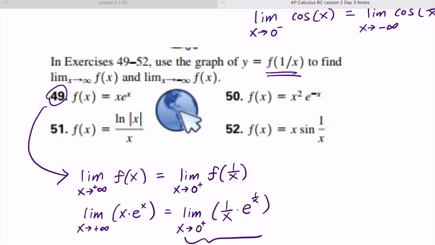So your task after that would be to graph this one instead of graphing the original function, because that would be too easy. You will graph this one, and then you would evaluate that limit by using the x values that are approaching 0 from the right side, or using the trend of the graph right there. So I hope you can then do the same thing for 50, 51, and 52, and the second half of 49 as well. That will be part of your practice.